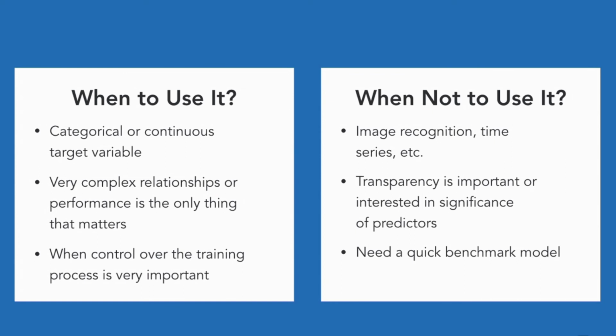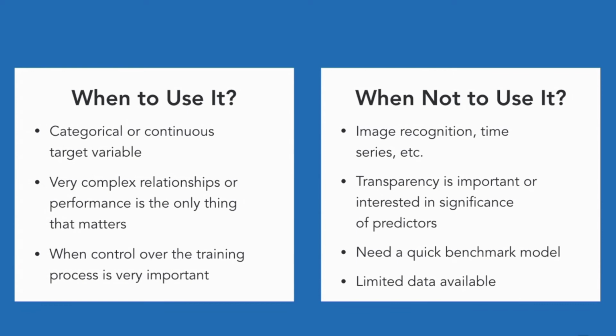This is another algorithm, just like SVM, that isn't great for a quick benchmark model. Multi-layer perceptrons require more hyperparameter tuning than some other algorithms, so you need to spend time doing that before you can expect to get a good model. It can also take a while to train, though not quite as long as SVM. So, this isn't a great choice as a quick benchmark model.